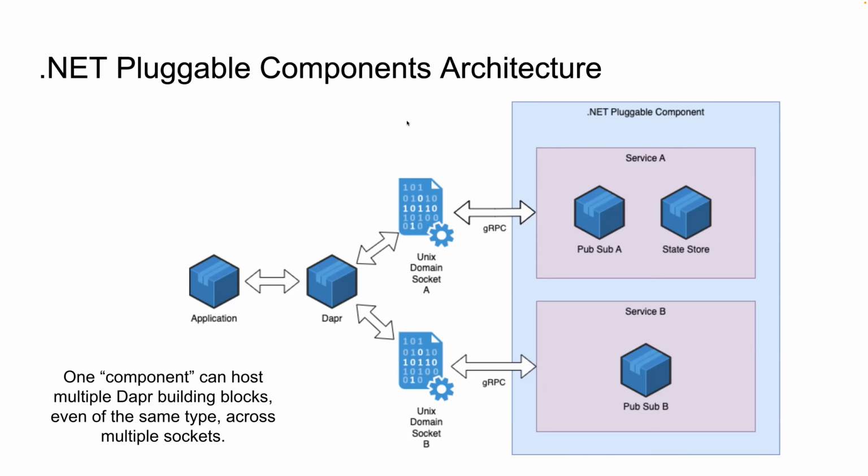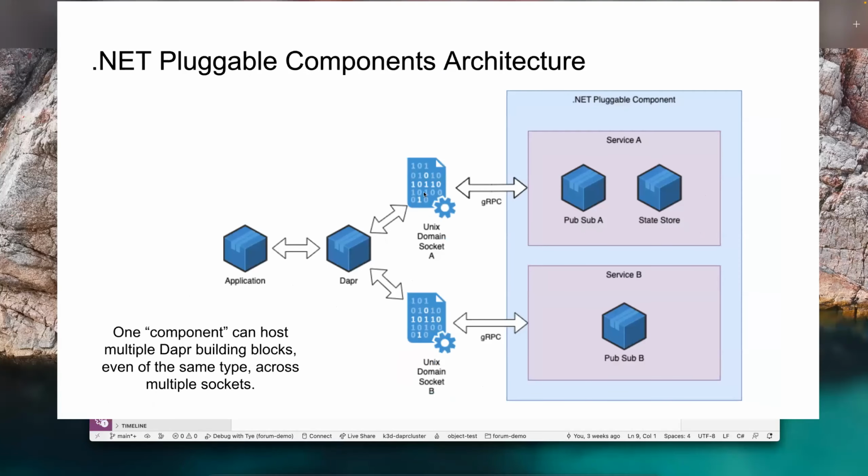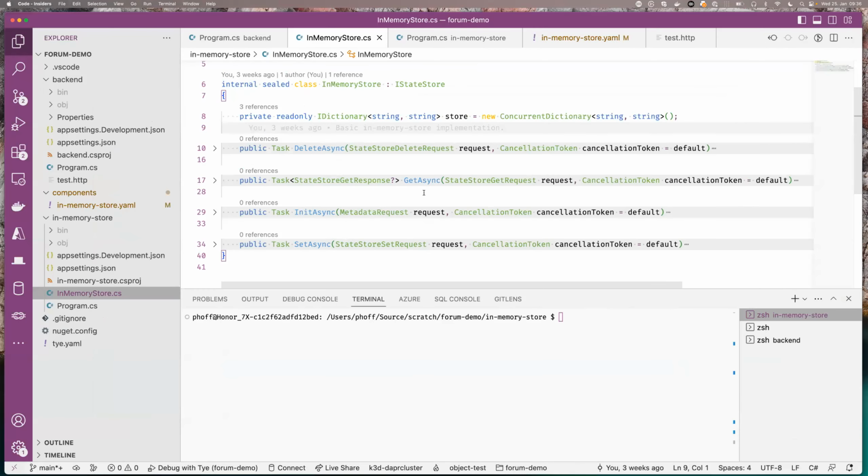All right, so let's actually take a look at an implementation. I'm assuming you can all still see my screen. If you can't, let me know. But really, creating a component comes down to implementing one of a set of base interfaces for pluggable components. So I'm going to show you a very simple implementation of a state store. It's really just implementing IStateStore, and that's at a minimum 4 methods.